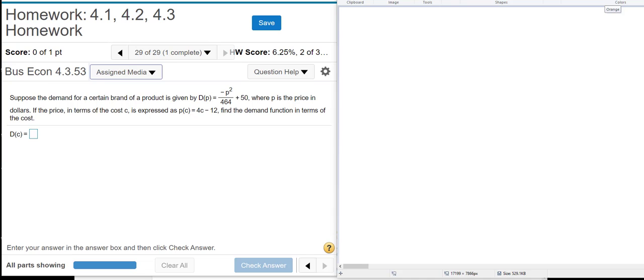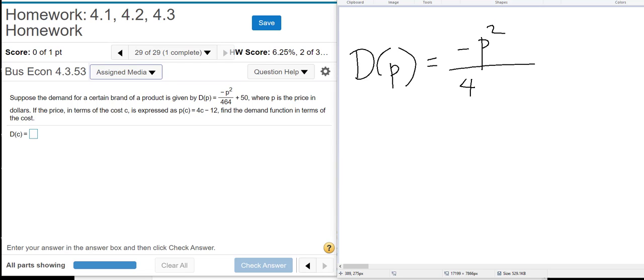Number 29. Suppose the demand for a certain brand of product is given by D of P equals the opposite of P squared divided by 464 plus 50, where P is the price in dollars. If the price in terms of the cost is expressed as P of C equals 4C minus 12, find the demand function in terms of the cost. So we're not really doing any calculus here, but this is a setup for some things we'll do later. So it's the opposite of P squared over 464 plus 50.